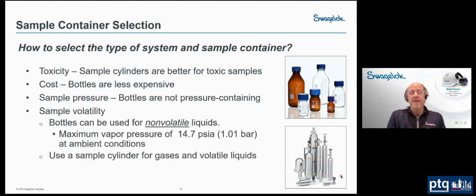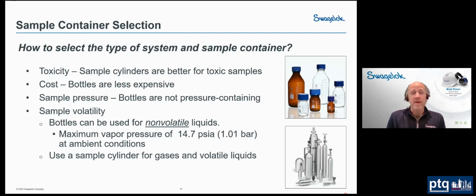Now, when we're selecting a sample, there's a lot of things that go into it. Toxicity of the sample is definitely a factor. For toxic samples, we're definitely going to want to tend towards sample cylinders. Sample cylinders are going to have much better integrity when it comes to containing that sample. They can also maintain a sample at pressure. So if it's something that's a volatile liquid or a gas that has to be maintained under pressure, then we're going to have to use a sample cylinder.